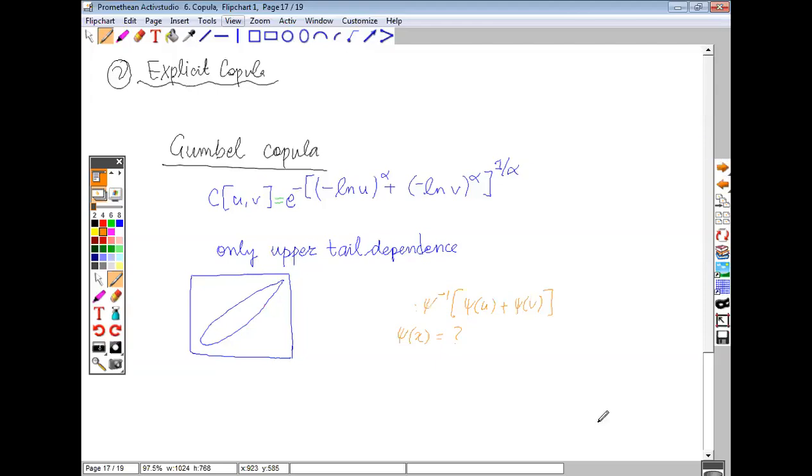And now I want you guys to figure out what this generator function will be for this guy right here. So you want to compare this function right here with this expression that I have written over here, and tell me what will be my general value of this psi x. Anyone?